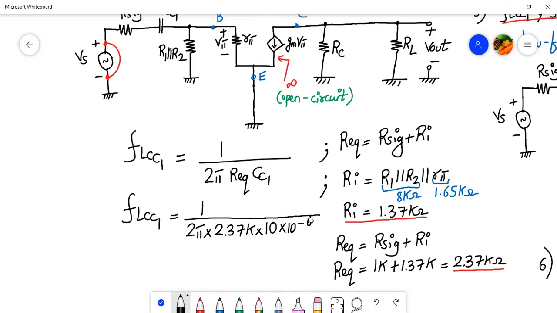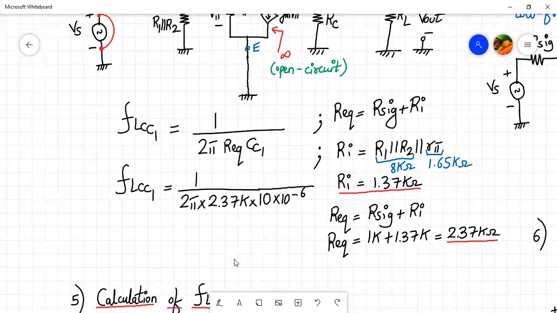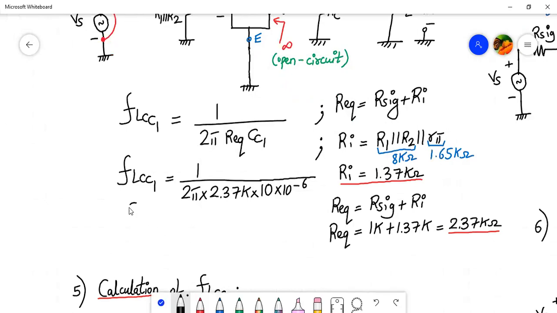Okay, so that's the expression of FL of CC1. Now, if you work it out in a calculator, the value of FL of CC1 will come out to be, so please calculate this. Is it coming out to be 6.71 hertz? If yes, then you are on the right track.